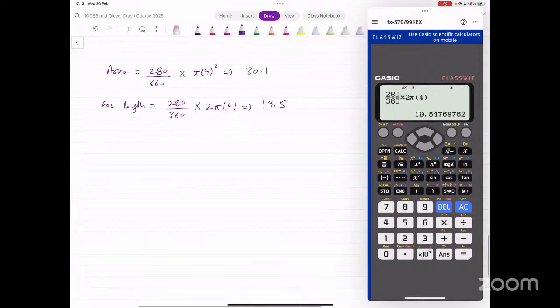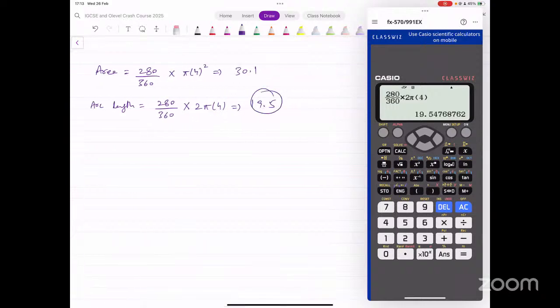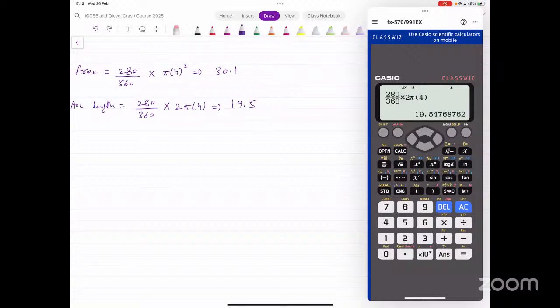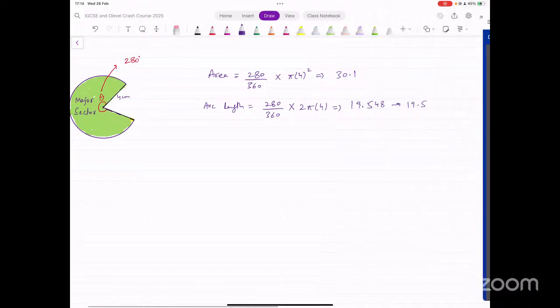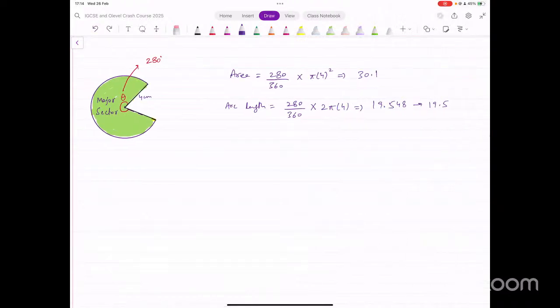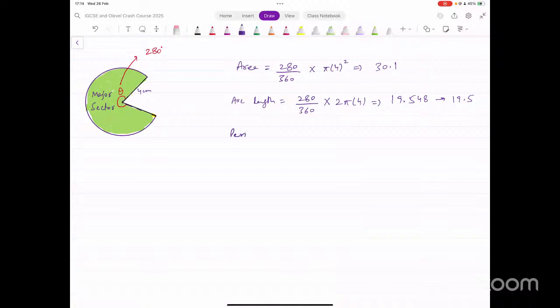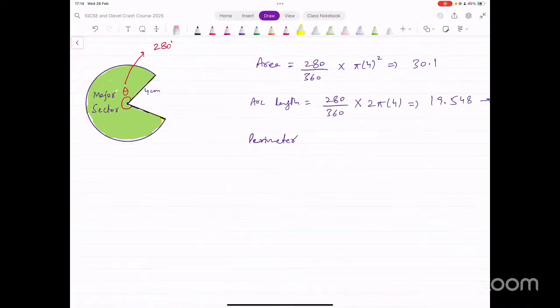Now, what about the perimeter? Now, since we're going to use this in the perimeter as well, what I'm going to do is write a more accurate number here first, 19.548, let's say, and then we can round it off to 19.5. And then for the next calculation, I can use this more accurate number so that my answer turns out to be accurate. What if I had to calculate the perimeter of this shape? What's the definition of perimeter? It's the length of the outer boundary, sum of all the lengths of the outer boundary. What's the outer boundary of this shape? We've got this radius, we've got this radius, and we've got this arc length.